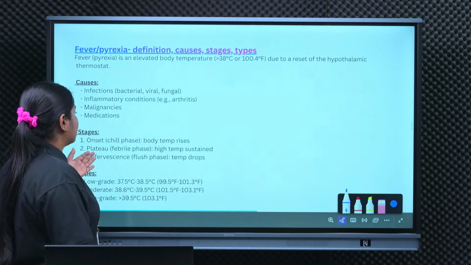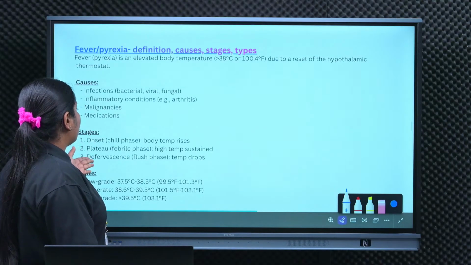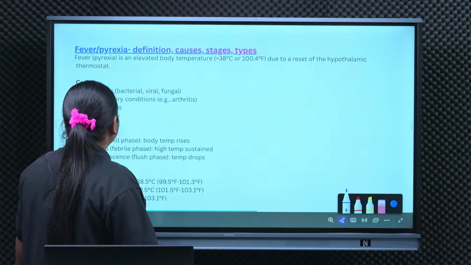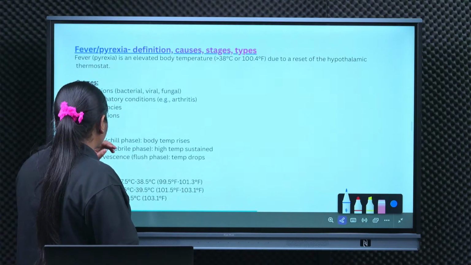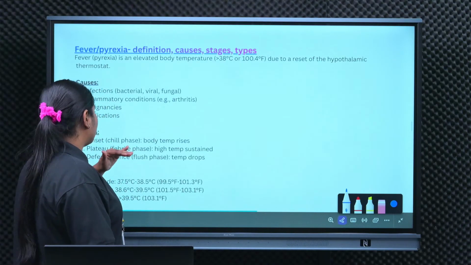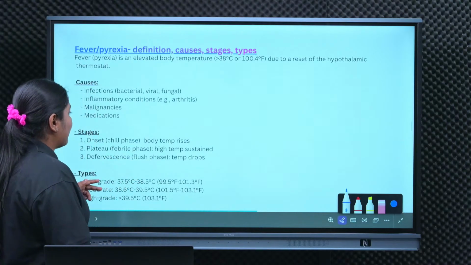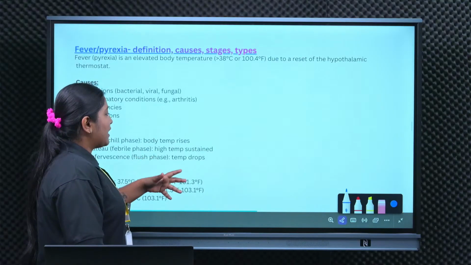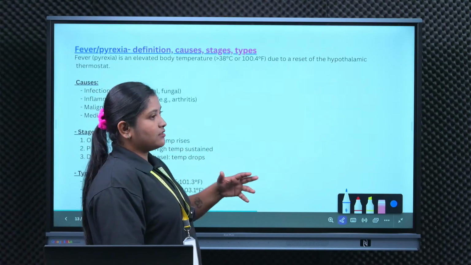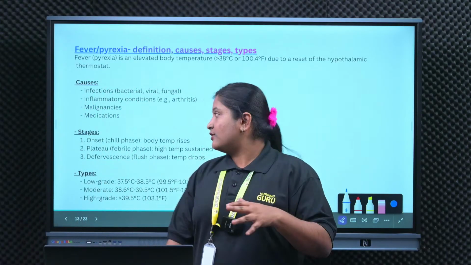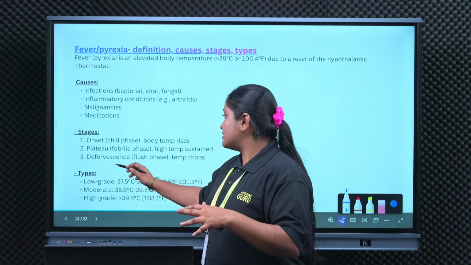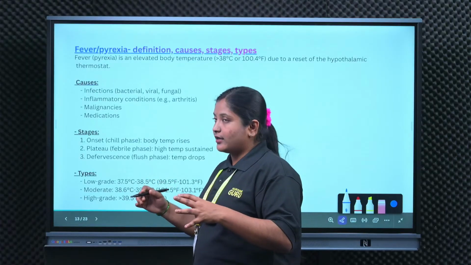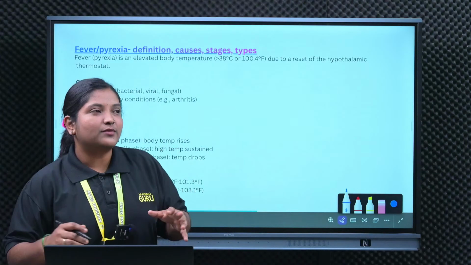Then the stages. The onset, the chill phase, when the body temperature slightly rises. After that, the febrile phase, the second one, where a high temperature is sustained in the body. The next one is defervescence, the flush phase, where the temperature drops. So there the temperature is going to drop.